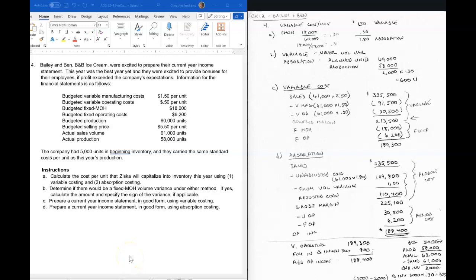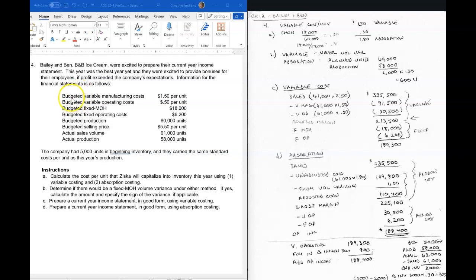Okay, this is the video solution to Bailey and Ben, which is in chapter 12, and what we're looking at is the difference between variable costing and absorption costing. And this is a nice problem because it doesn't have a bunch of extra stuff in it. It includes all the basics, but you get to see what the relationships are. So they're preparing a current year statement, and we've got this information.